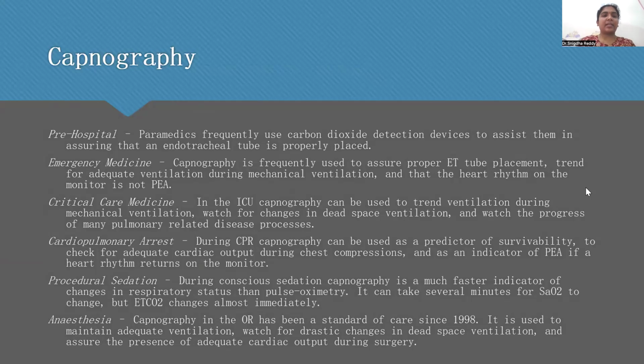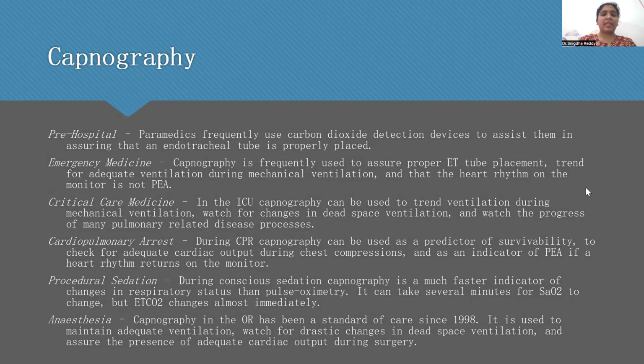In the pre-hospital setting, capnography has various uses and indications. Paramedics frequently use carbon dioxide detection devices to assist in ensuring that the endotracheal tube is properly placed. Whereas in emergency medicine, it is frequently used for proper ET tube placement, to ensure whether mechanical ventilation is adequate or not, and to help assess pulmonary embolism when the heart rhythm on the monitor is not explained otherwise.